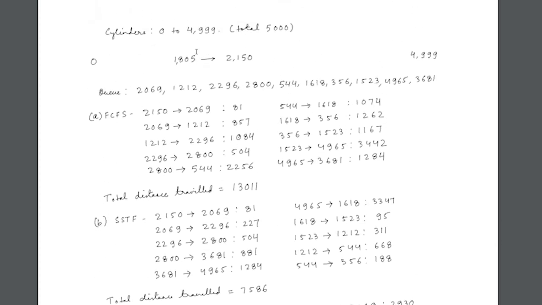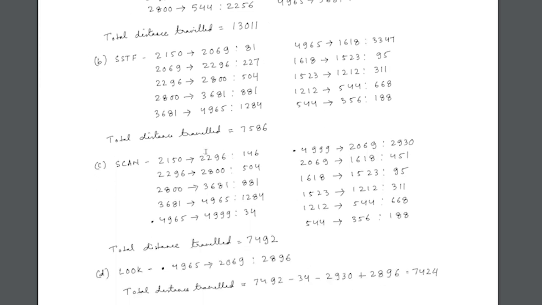So this bit of information over here, that the disk heads had just finished with 1805 and were now moving towards 2150 and servicing a request at that point, tells us the direction in which the disk heads were moving. They were moving from, in this case, left to right. So we have 0 over here, 4999 over here, and we have 1805 which just got serviced, and the disk heads are currently at 2150. So the heads are moving from left to right.